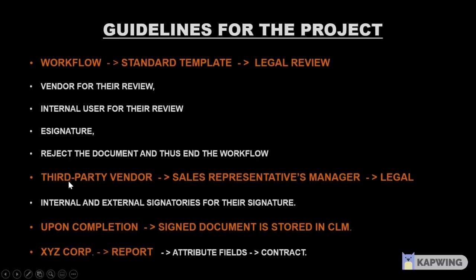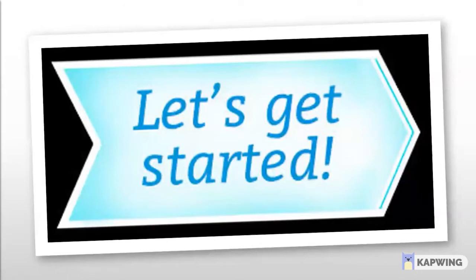I'm also going to talk about how a third-party contract is generated, which will be sent to the sales manager for approval before sending it to legal. Again, legal would be sending it for internal and external signatures, and upon completion of the signed documents, how it is going to be stored in the CLM. And also how XYZ Corp, as a company, can generate reports based on the attribute fields for any contracts. So let's get started with the implementation.